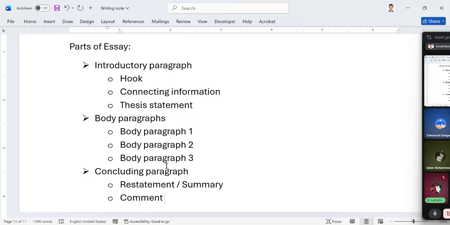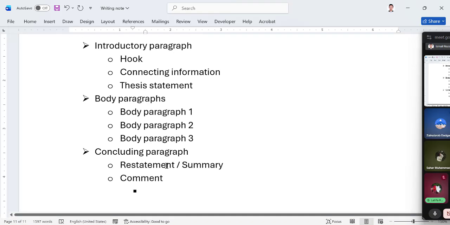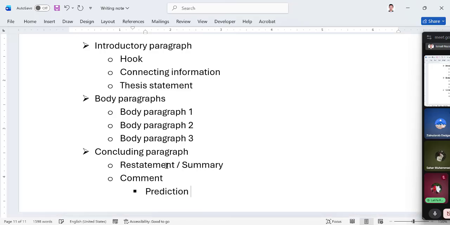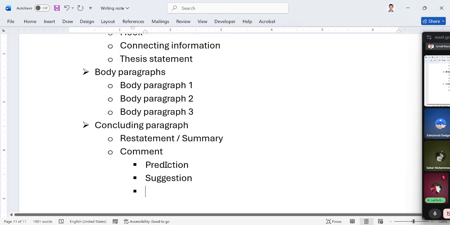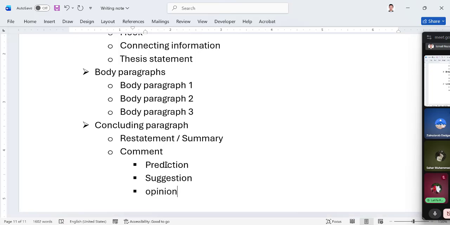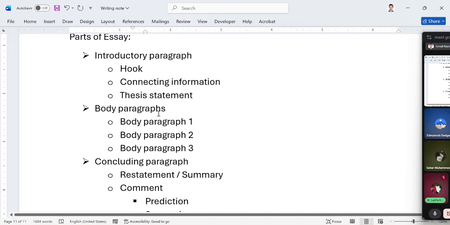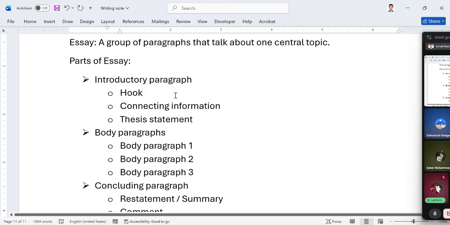In the comment section, the writer tries to comment on what happens next. For example, it might be a prediction. The writer might predict something, the writer might suggest something, or the writer might give an opinion. The writer might also make recommendations about a specific topic. We'll look at them later. Now let's go specifically to the hook, connecting information, and thesis statement.